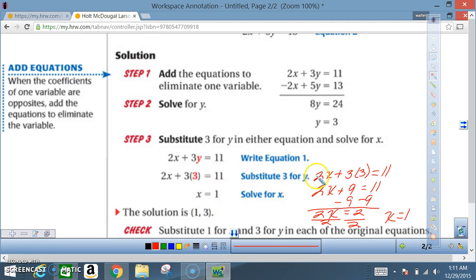A basic review: 2x plus 3 times 3 is equal to 11. 2x plus 9, 3 times 3 is 9, is equal to 11. I'm trying to get my x by itself. So the first thing I want to get rid of is this positive 9. So I subtract 9 from each side. The 9's will cancel, and I'm left with 2x is equal to 11 minus 9, which is 2, and x is equal to 1. So in this case, x is equal to 1, y is equal to 3. My solution is 1, 3.